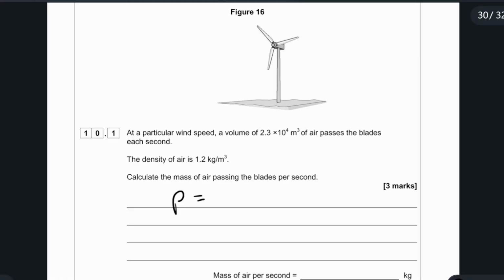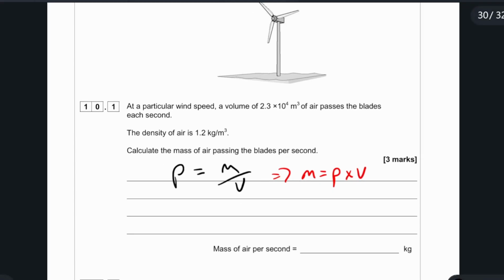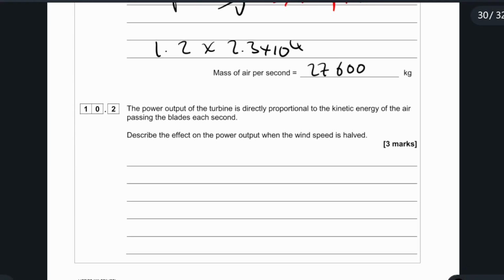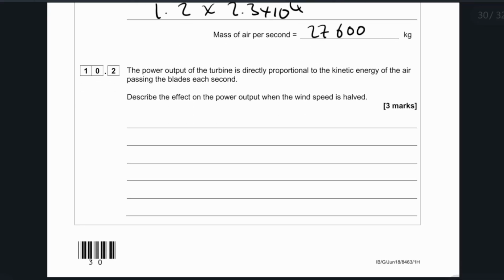Density rho is equal to the mass over the volume. And so this time we want to find the mass of air, so we can rearrange for m. So m is equal to rho, the density, multiplied by the volume. And so we can just plug in our numbers now. So the density is 1.2, and the volume was 2.3 times 10 to the 4. And you put that into a calculator, you should get 27,600 kilograms. Cool.